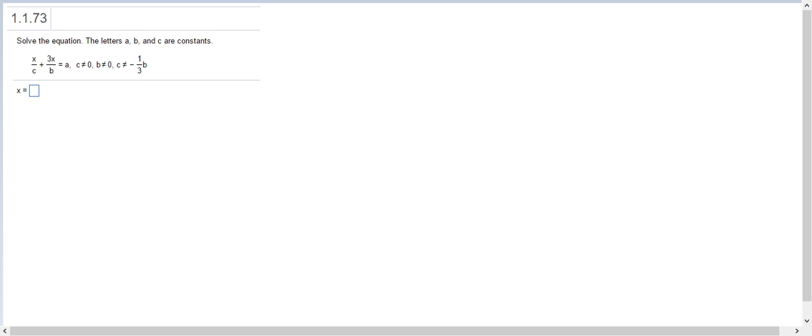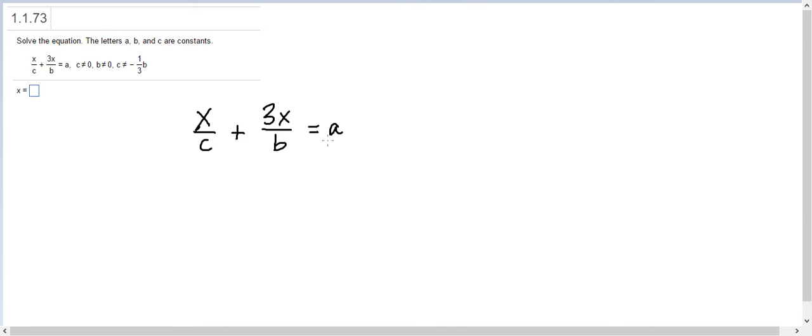Alright, so in this question we need to solve the equation for x. And so when we do that, we actually don't get x equals 5 or some number, right? We're going to get an expression. So we have, let me rewrite it over here a little bit larger, x over c plus 3x over b equals a.